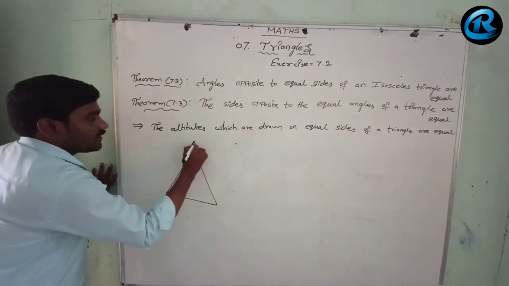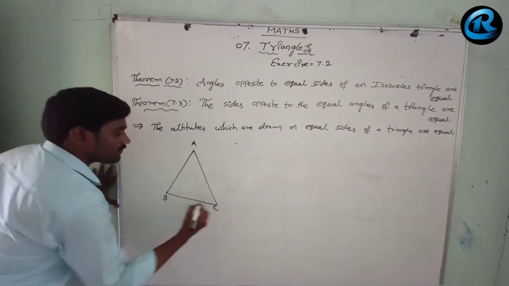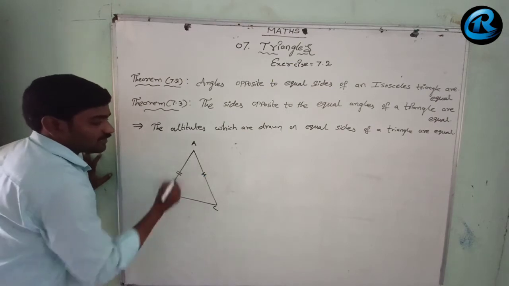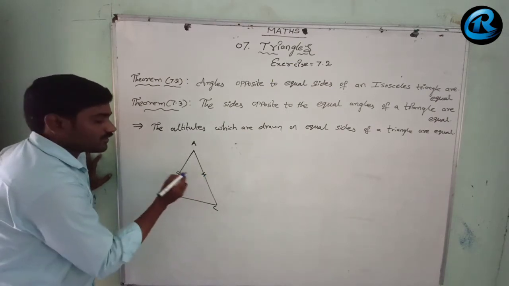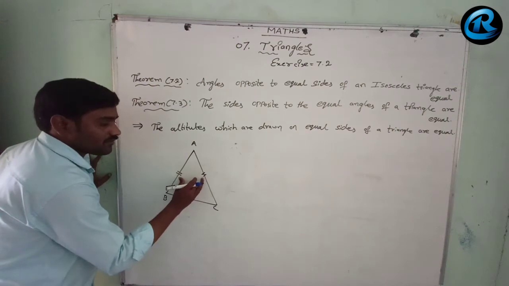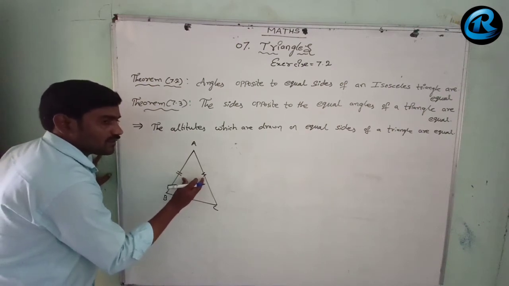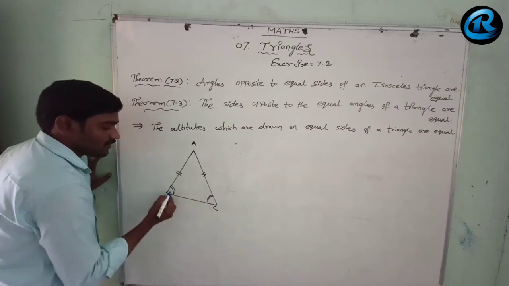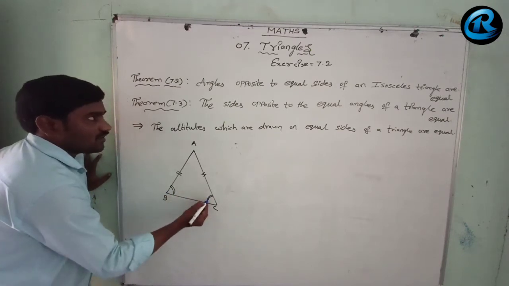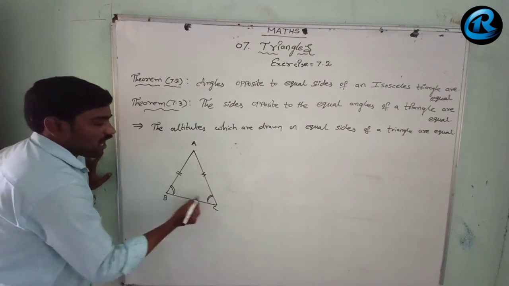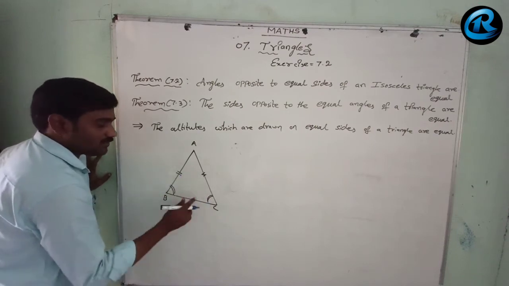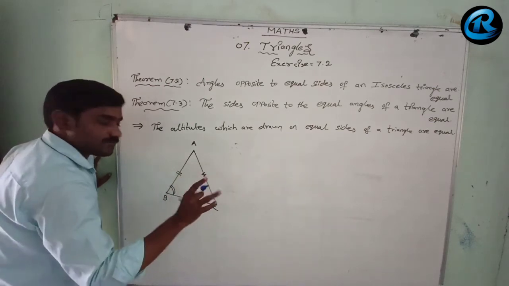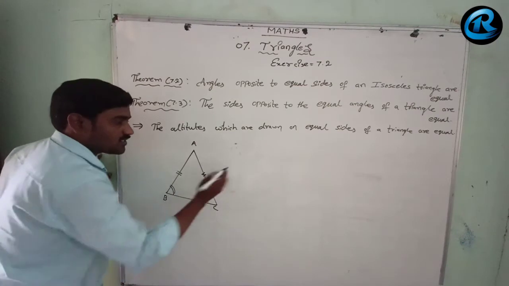Suppose it is an ABC triangle. Suppose these two sides of this ABC triangle are equal. It is called an isosceles triangle. For these two equal sides, the opposite angles are angle B and angle C. So the angles are equal. The angles opposite to the equal sides are equal. That means if two sides are equal, the opposite angles are equal. Finished.